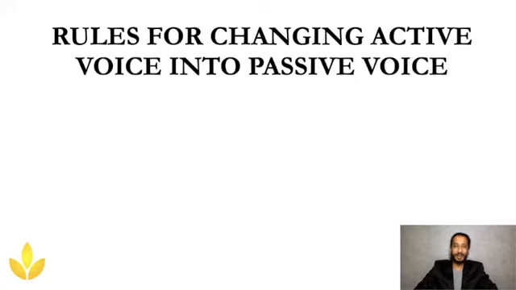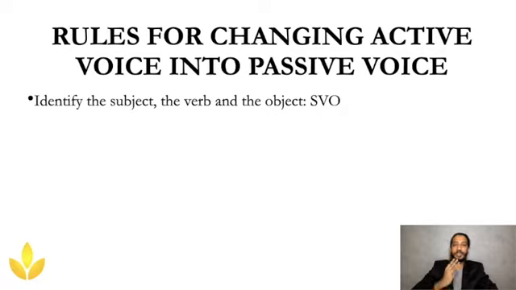Rules for changing active voice into passive voice. There are certain rules that you need to keep in mind when you're changing active into passive voice. So what are these rules? First off, identify the subject, identify the verb and identify the object. These are the three key factors that help you in converting it. Next, change the object into the subject.